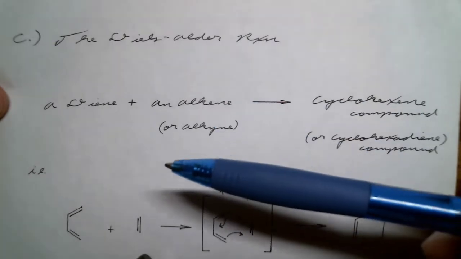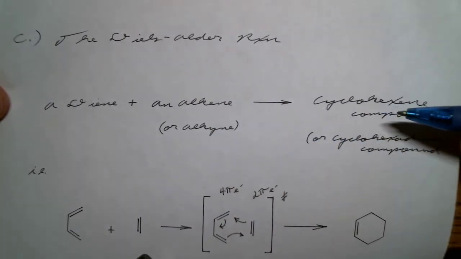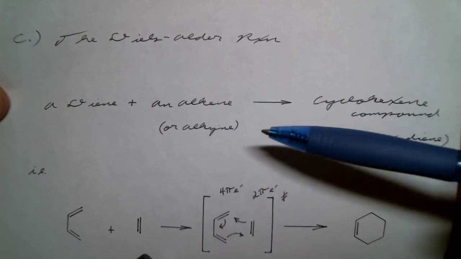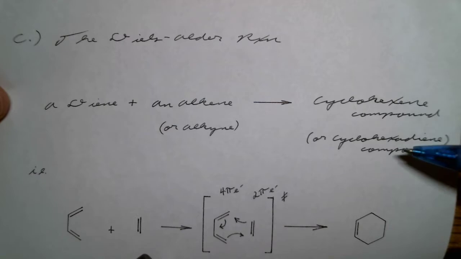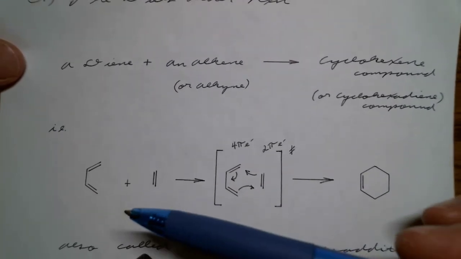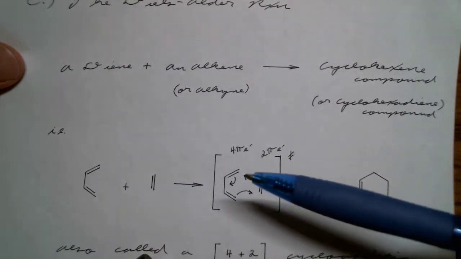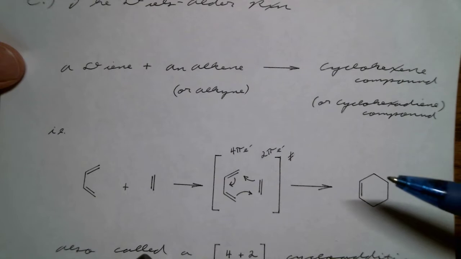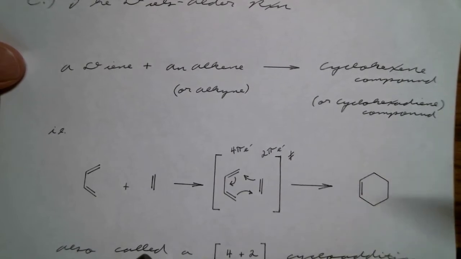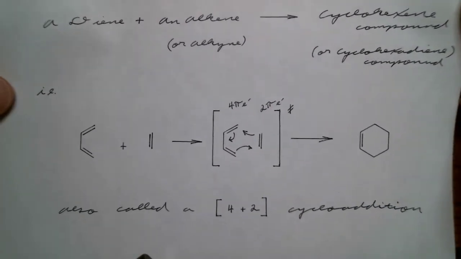Let's see. So here we've got a diene and an alkene or an alkyne, and we go to a cyclohexene compound, or in the case of using the alkyne with the diene, we go to a cyclohexadiene compound. So what am I saying? Well, diene, alkene, we get them together, we do these three arrows, and we get a cyclohexene product. This is kind of an interesting reaction, right? It's also called a 4+2 cycloaddition.